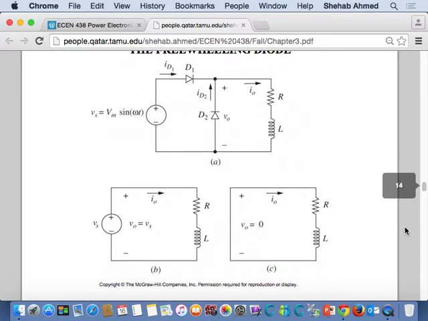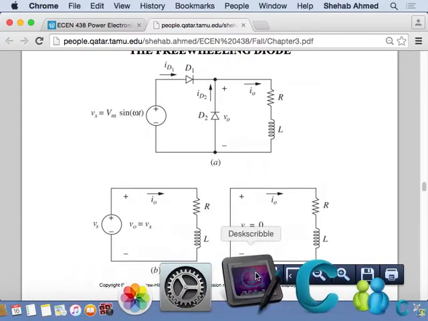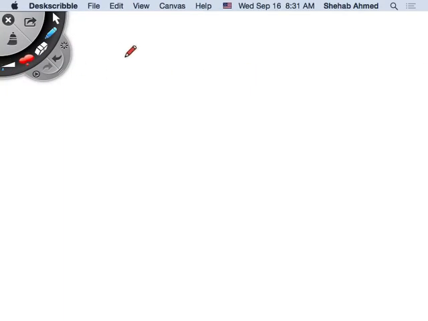Freewheeling diode. So what did the freewheeling diode do? Before the diode, what was happening to my output voltage beyond pi? Beyond pi with an RL circuit, remember, without a freewheeling diode. What was the output voltage? What did it look like? RL circuit, guys, come on. Beyond pi, what happened beyond pi?